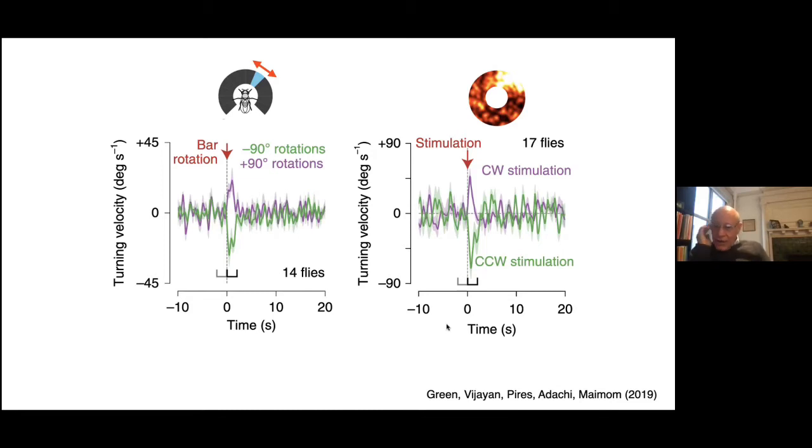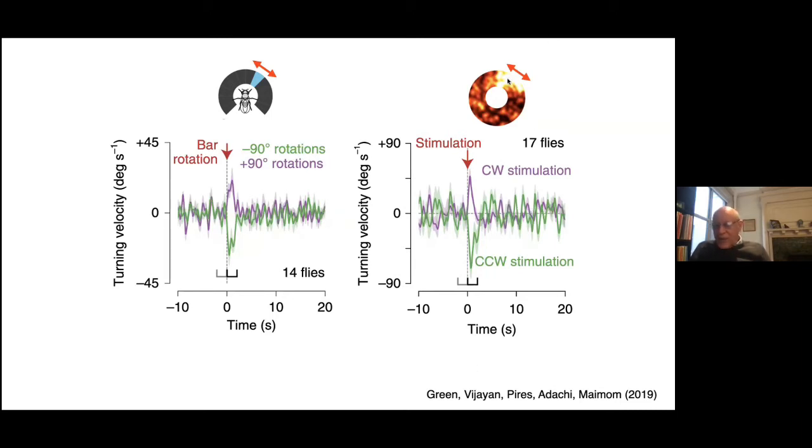Now in the dark, the bump tends to drift a little bit, but it still maintains its orientation and it's updated by the motion of the fly. The fly is aware that it's turning. And so this system still works. But in this case, you can do a neat trick, which is to optogenetically bump the bump. So instead of externally rotating the world, you internally rotate the fly's world. And when you do that, likewise, the fly makes a corrective motion back to its original angle.